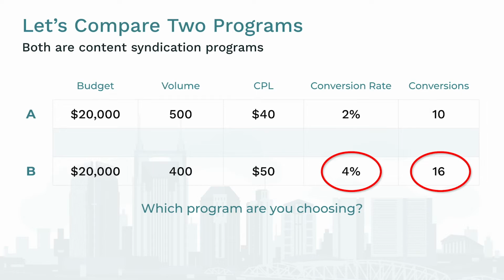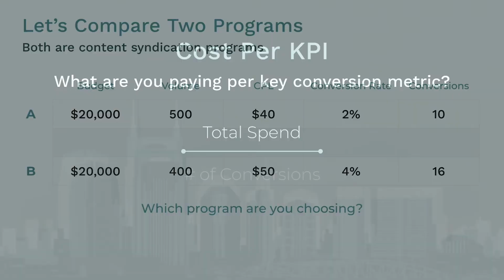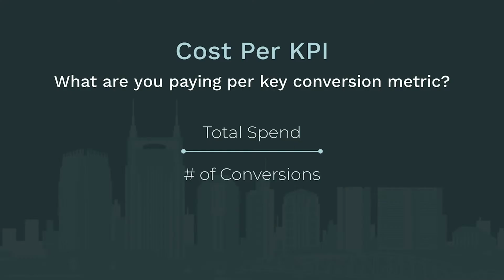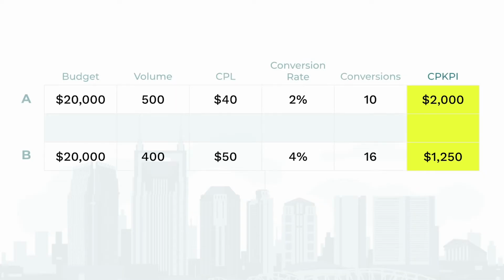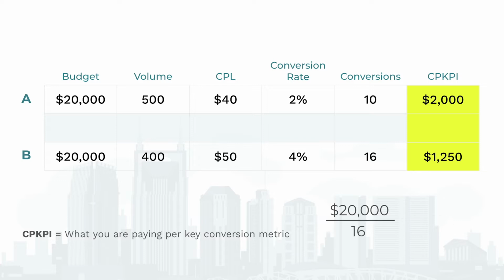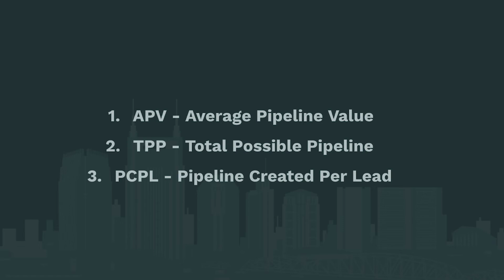That checks out when you calculate the cost per key performance indicator, or CPKPI. So let's take another look at the 2 programs and compare their CPKPI. Program B still looks pretty good here, with a lower CPKPI of $1,250. But if we stopped here, we may not fully understand the long-term impact of going all in on this particular program. In order to see the full financial impact of choosing either of these programs, we want to calculate several more metrics: APV, TPP, and PCPL.